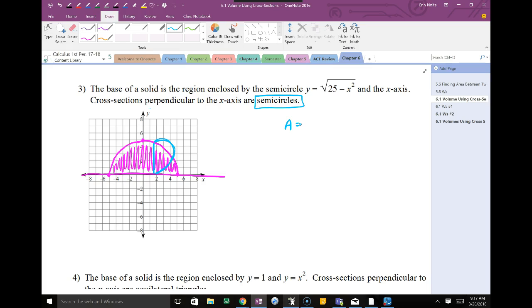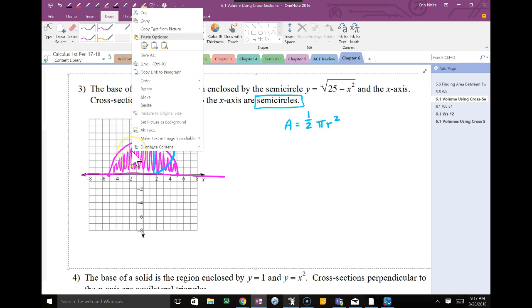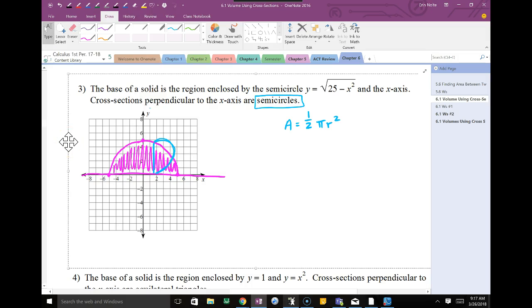Okay, so the area of a regular circle would be pi r squared. But if we're going to do a semicircle, which is just half of a circle, it would be 1/2 pi r squared. Now think about this for a second. What is r? The radius. Now if I look at the base length of my semicircle, what is the length of my radius? Yeah, 5.